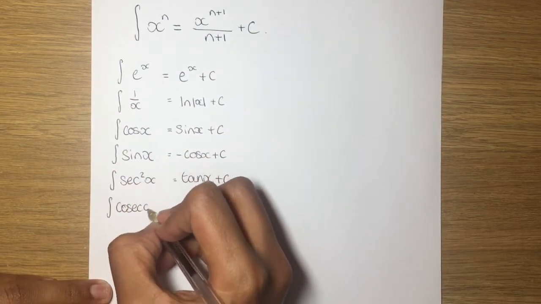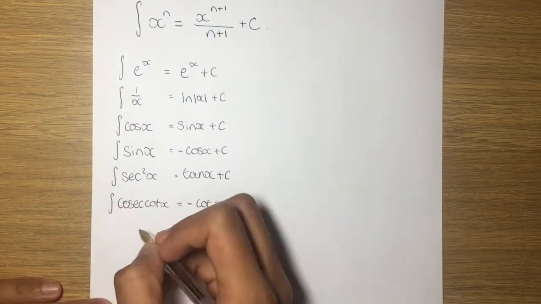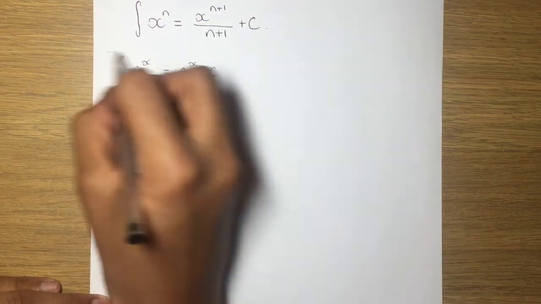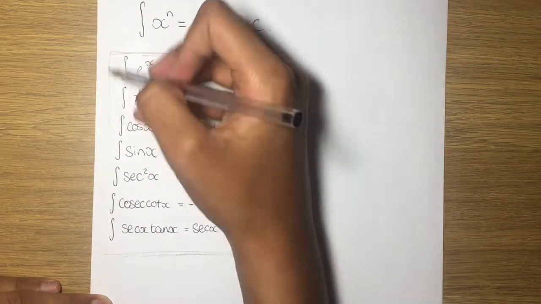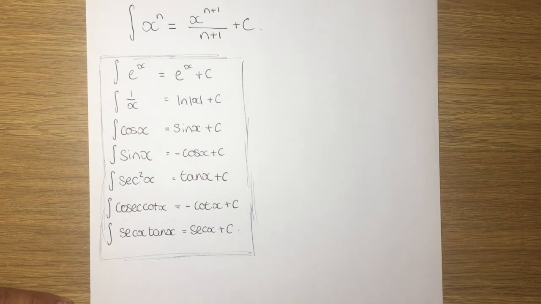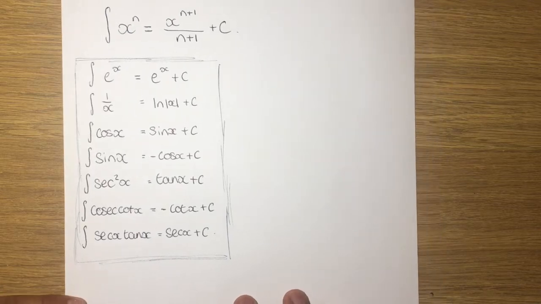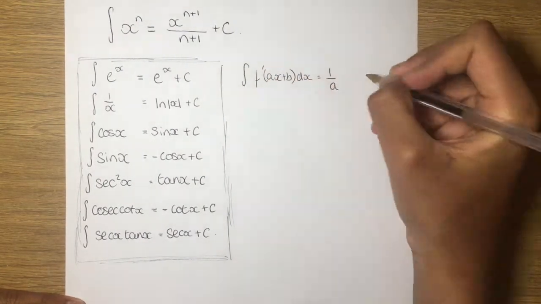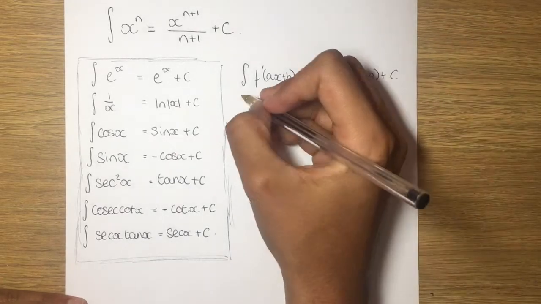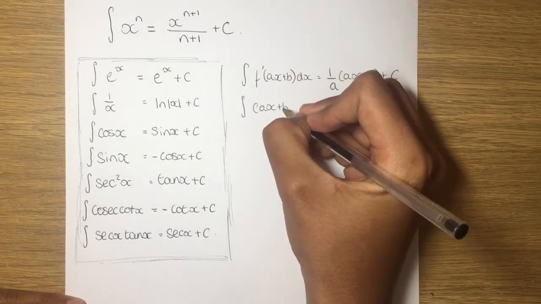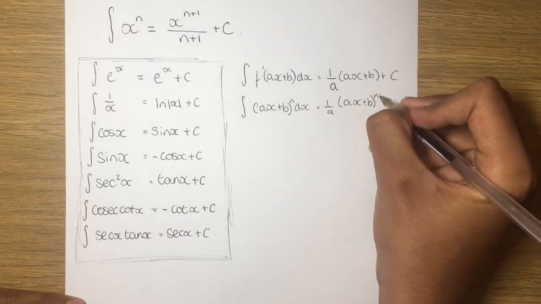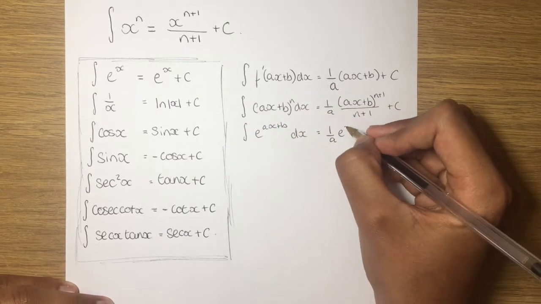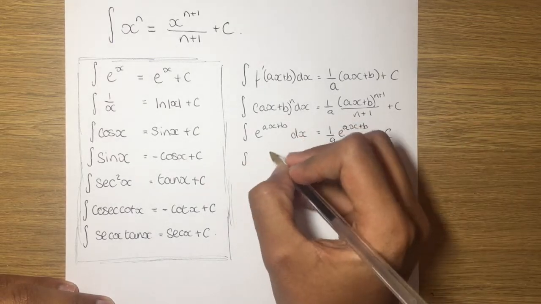So the integrals of e to the x, 1 over x, cos, sine, sec squared, cosec cot, sec tan. The main thing about integration is you need to remember that it's the opposite of differentiation, so you're working backwards. For example, sine differentiates to cos, and cos therefore integrates back to sine, and obviously plus c.